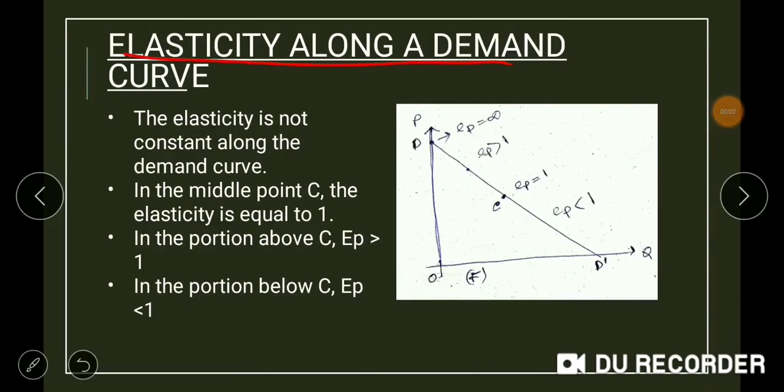Elasticity along a demand curve. We saw that the numerical value of elasticity can range from 0 to infinity. The value of elasticity is not constant along a demand curve. In the middle point C, we will see that the elasticity is equal to 1. In the portion above C, we will have the price elasticity greater than 1, and in the portion below C, we will have the price elasticity less than 1. Why this happens will be explained in the next video when we study how elasticity is measured.